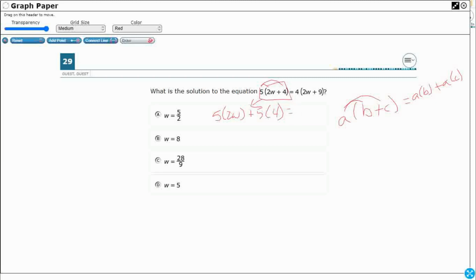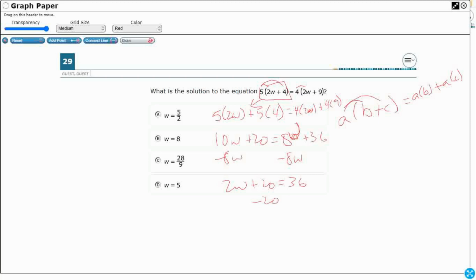Now we're going to do the same thing here. Take that 4, multiply it by the 2w, keep that plus, 4 times the 9. Let's simplify. We've got 10w plus 20 equals 80 plus 36. Oh, that's a 2w, not a 20. Okay, so let's make it 8w. There we go. All right, so now we need the w's on one side. That's going to be, let's take away 8w from each side. That's going to be 2w plus 20 equals 36.